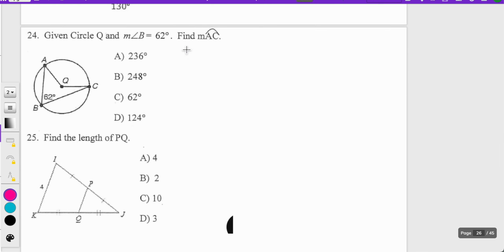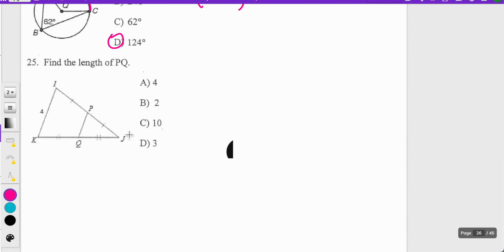24, given circle Q and the measurement of angle B being 62, find AC. That's just when you take 2 and multiply it by 62, since Q is the center of the circle. To find the intercepting arc from that inscribed angle, we're just doubling it, so we should get D, 124.